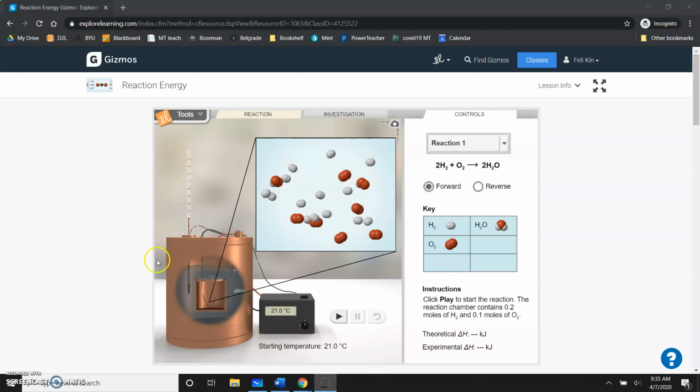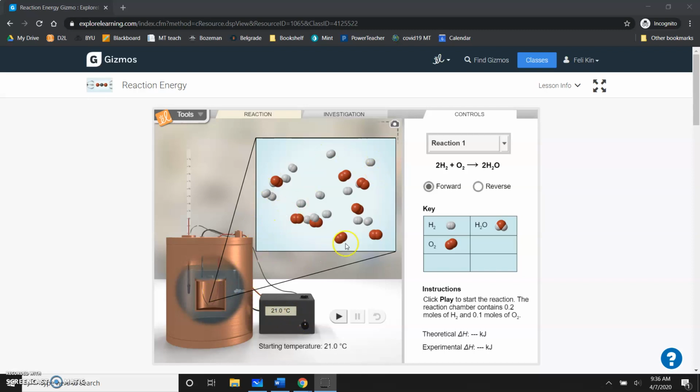Right here, this big copper apparatus is called a bomb calorimeter. This inside portion where the sample is, that's called a bomb. It has two wires coming down, which will give a spark to try and give the energy for a reaction. Around it, we have a chamber of water like in the other calorimeter. It has a little stirrer, and that's where the temperature is being measured and displayed down here.